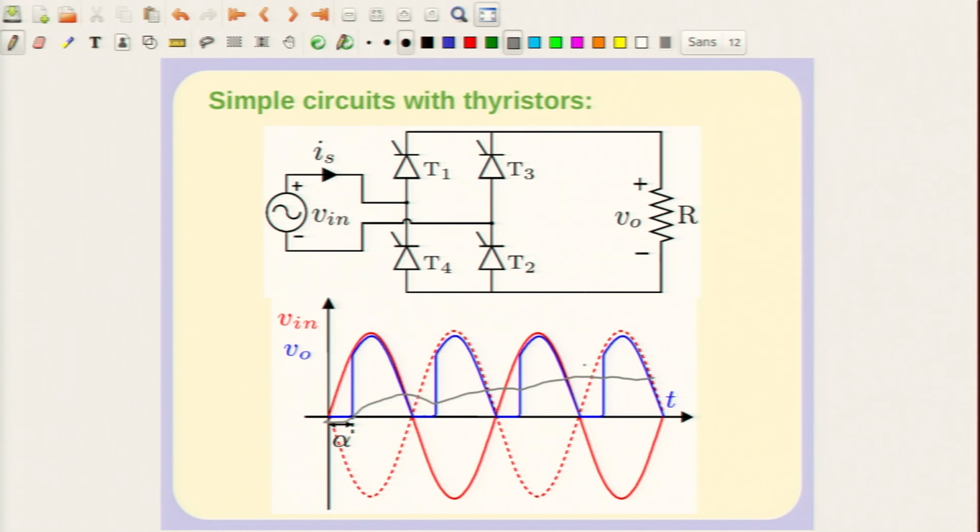You know that the RL circuit has a transfer function between voltage and current of 1 upon R plus sL. So, at higher frequencies there is attenuation. That explains why, if you have an RL circuit at the load, your ripple is much lower, because the higher frequency harmonics get attenuated in the current.